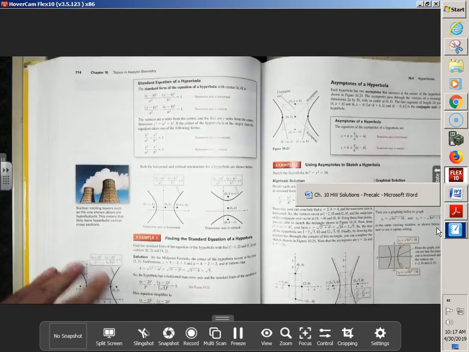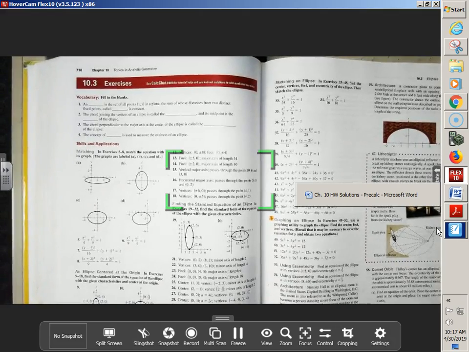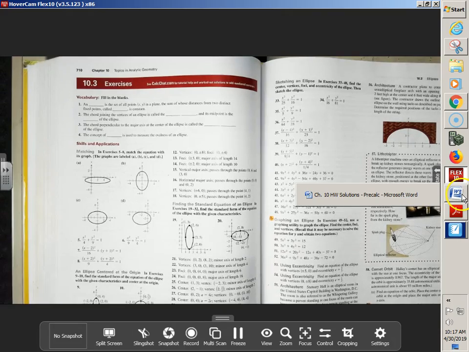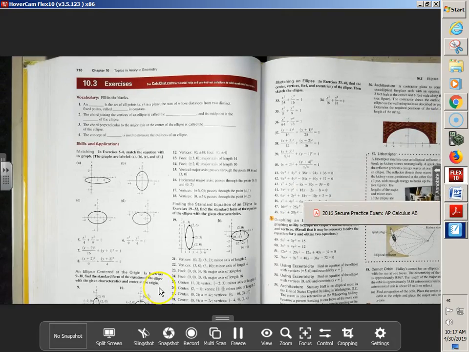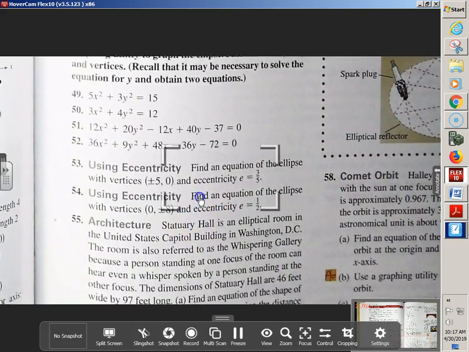10.3. Nuclear cooling towers. That's next section. 53. Yeah, actually, that's similar. Oh, I gave you guys the easier one. I must have given honors the harder one. Okay. 54 is just a little bit harder than 53.